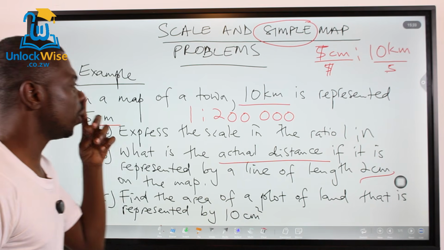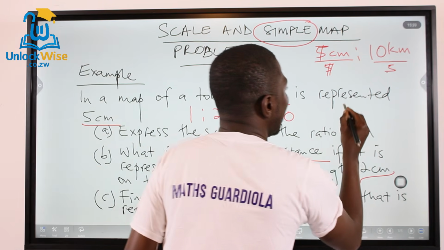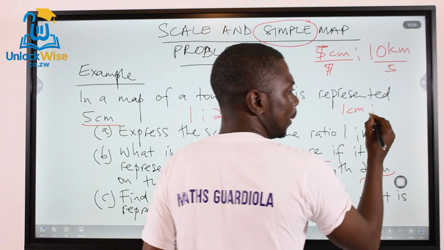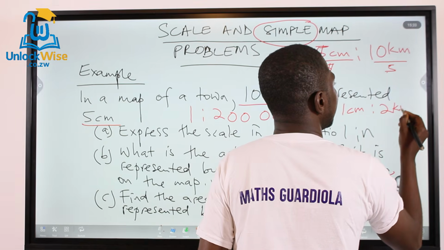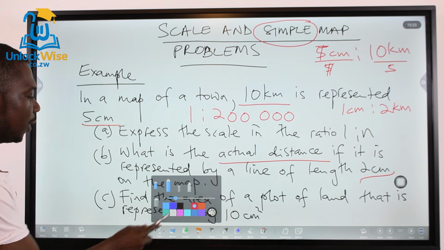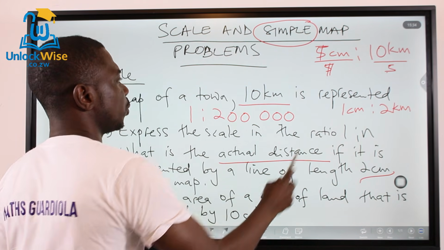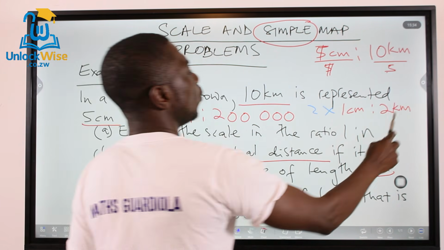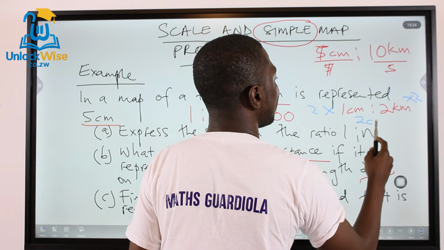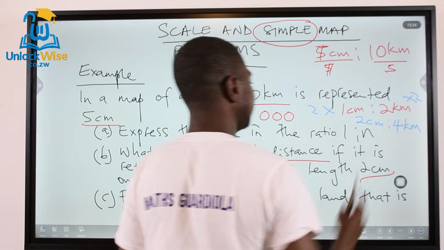So I want you to go back to having this as 1 centimeter being represented by 2 kilometers, right? And this is the safest way of doing this. We are asked 2 centimeters. So what we do is we multiply here by 2 and we also multiply here by 2, which means that 2 centimeters is representing 4 kilometers, right?